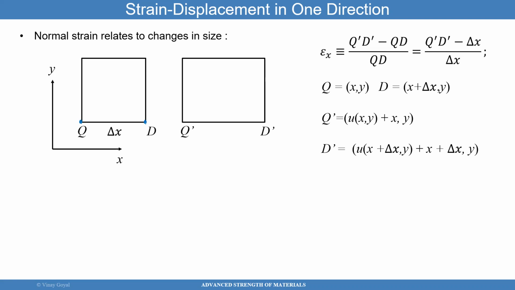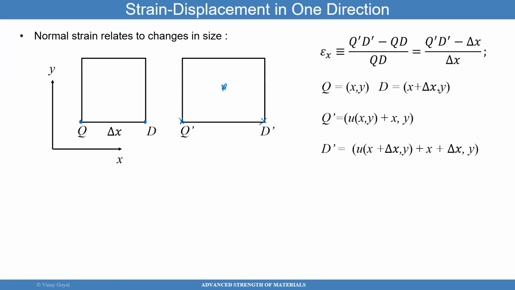Point Q is going to move to where Q prime is. So this is your new location. And then D is going to move all the way where D prime is. That's your new location now. So I applied loading to that square in such a way that that square deforms such that it looks like the one here.